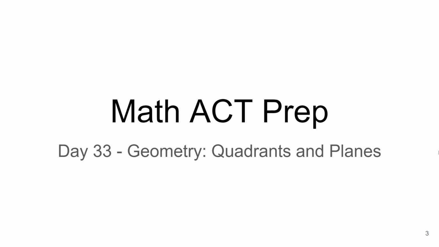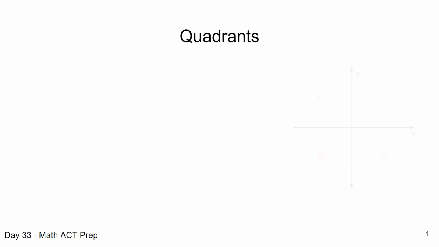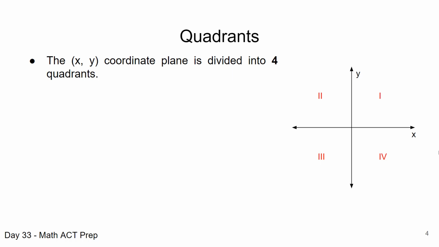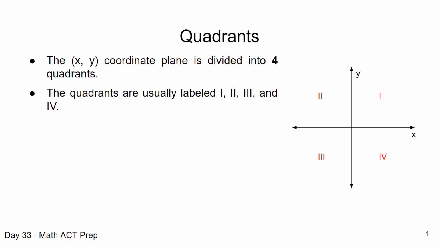In this video, we're going to talk about quadrants and planes, and we usually find these in geometry type ACT questions. When we're talking about quadrants, we are looking at the XY coordinate plane. When we draw out the X and Y axis, our coordinate plane is divided into 4 quadrants, and these are usually labeled 1, 2, 3, 4, sometimes with Roman numerals as we have here, or it could be numbers, but we do label them 1 to 4.